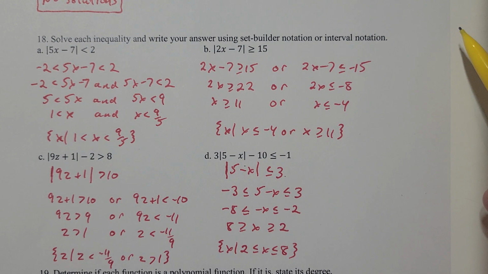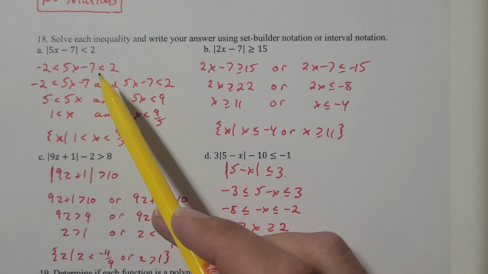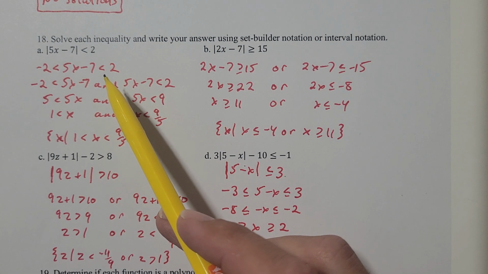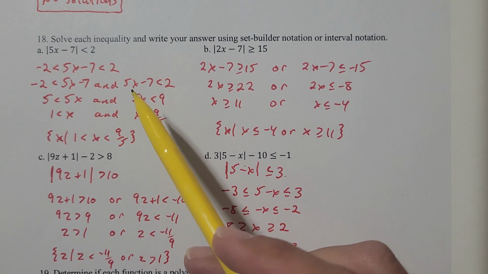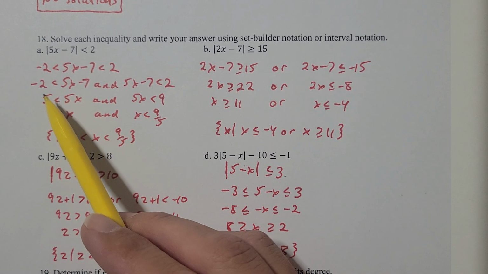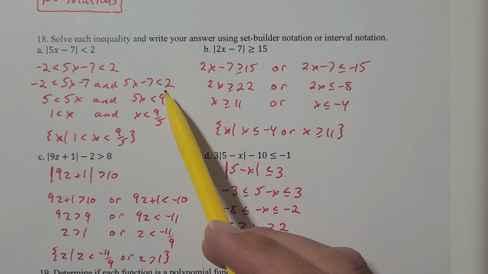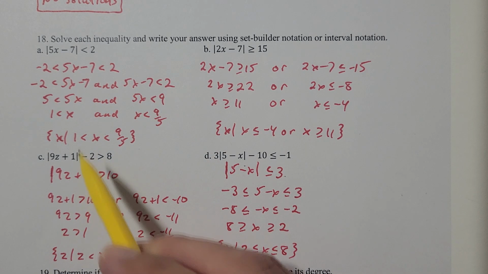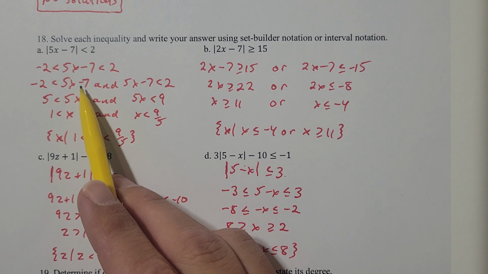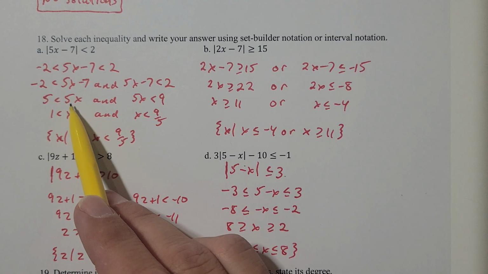that's less than 2. Now I'm back on more familiar ground because I don't have any absolute value bars. I've got this compound inequality, this 3-part inequality that I have to solve. So if I split it and say negative 2 is less than 5x minus 7, and 5x minus 7 is less than 2, then on the first inequality, let's add 7. You get 5 less than 5x.